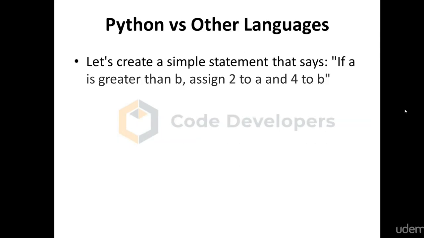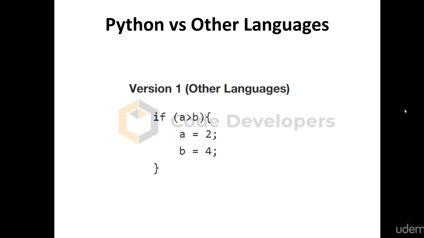So let's look at Python versus other languages. What we're going to do is create a simple statement that says if A is greater than B, so if a variable A is greater than a variable B, assign the number 2 to A and the number 4 to B. So let's take a look at what this would normally look like in another language.